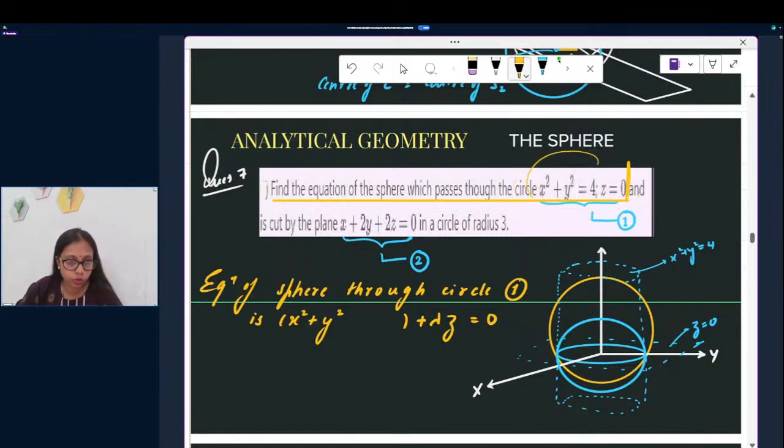I know how this circle looks. The center is at 0, 0, 0, so my sphere will also have the center at 0, 0, 0. This circle has the radius 2, so my sphere will also have the radius 2. How does the equation look? You just need to put x square plus y square plus z square minus 4. That was the only catch in the question.